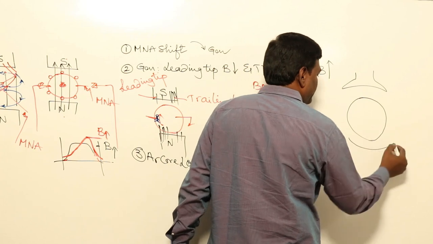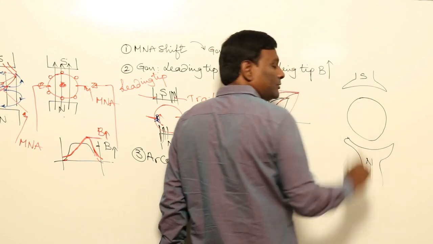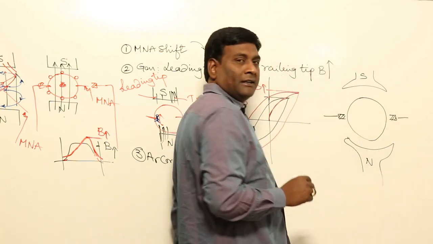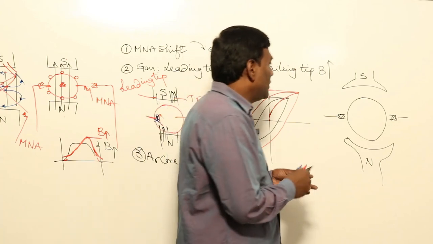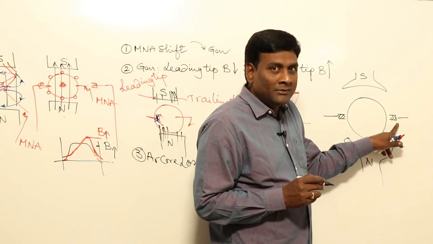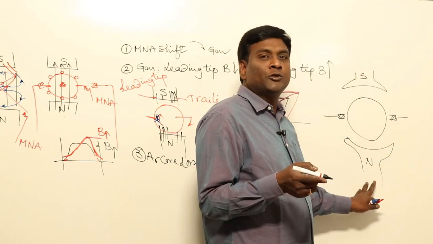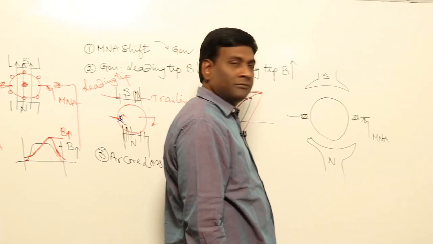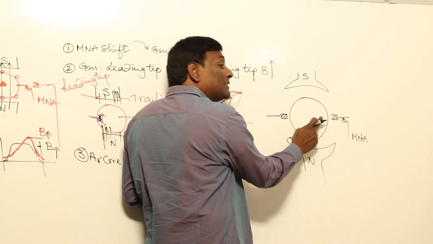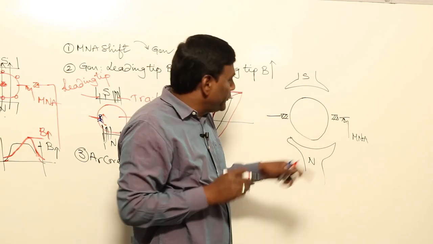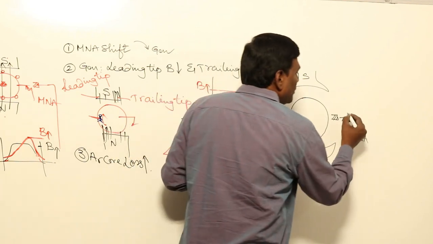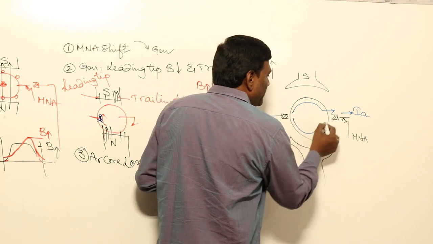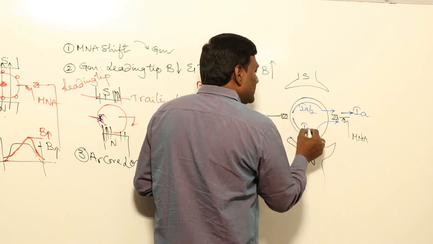Now, for example, this is the DC machine. This is the N pole, this is the S pole. If my brushes are here, then what will happen? If my brushes are at MNA, in the sense MNA is 90 degrees with respect to this, it means that it should be no load condition. MNA is here. Now, how much is the induced voltage under the brush conductor? Induced voltage is zero. If I'm taking current of IA, and I have two parallel paths, this parallel path will give you IA by 2 and this parallel path will give you IA by 2.